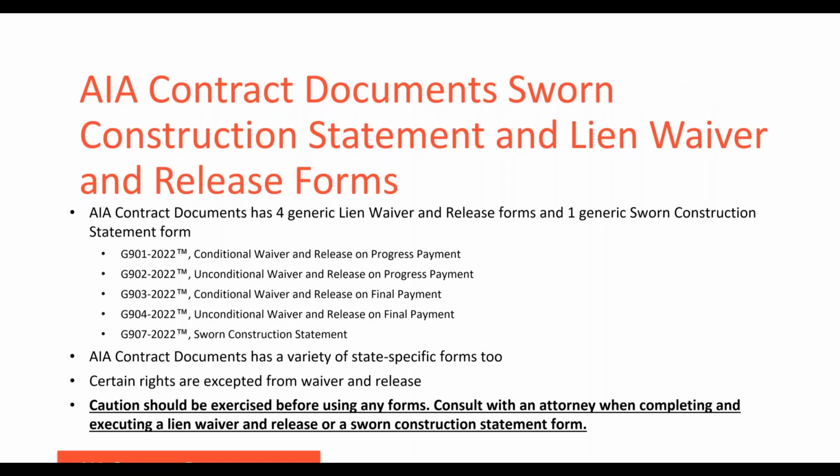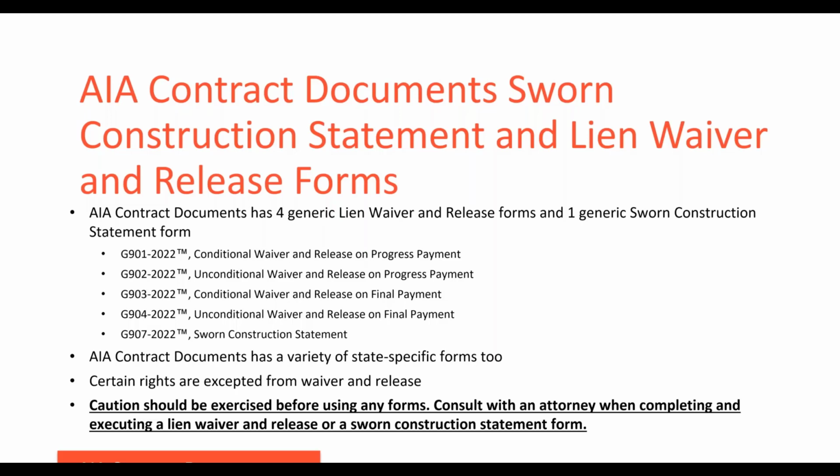So we have 4 generic lien waiver and release forms and 1 generic sworn construction statement form. The lien waiver forms include conditional waiver and release on progress payment, unconditional waiver on progress payment, conditional release on final payment, and unconditional release on final payment. We also publish a variety of state-specific forms that may be considered in jurisdictions where the contents of those lien waivers are governed by statutory law.